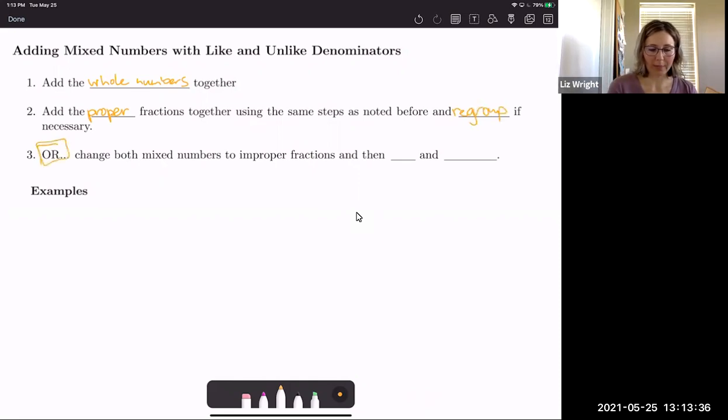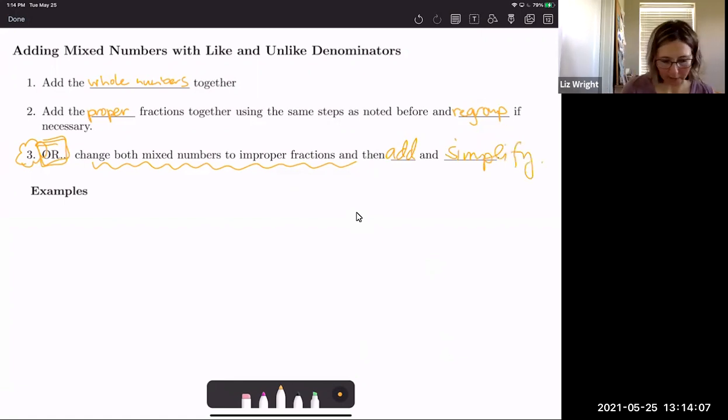Or here's your other step. This is the one that I would say most students tend to like better. Or change both the mixed numbers to improper fractions and then add and simplify. Honestly, I would say that the majority of the students for me tend to like this way better. Then we are going to add and simplify. So just taking out any common factors.